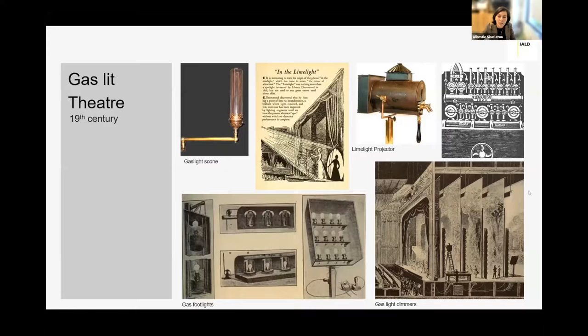So this beautiful picture here shows cabling and some equivalent of control panels, where there would be valves. Sometimes they were in the basement, and people were taking orders to turn the valves and reduce the flow of gas.